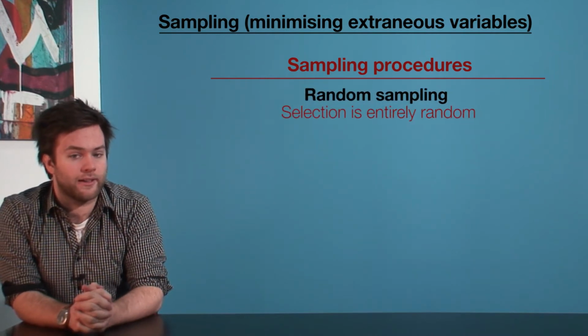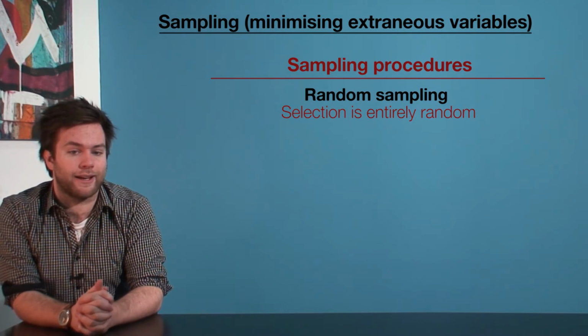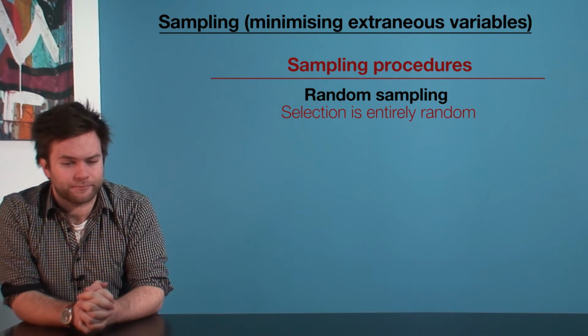In random sampling, each member of the research population has an equal chance of being selected in the sample. That is, selection is entirely random.